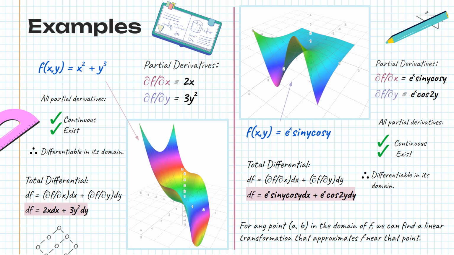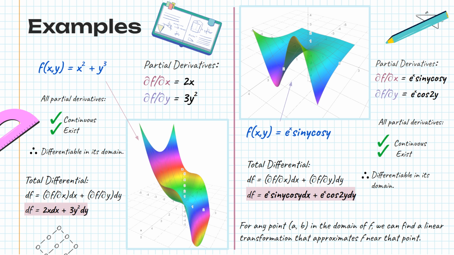This means that for any point a, b in the domain of f, we can find a linear transformation that approximates f near that point. And that linear transformation is also known as a total differential, which is given by the differential function ∂f/∂x dx plus ∂f/∂y dy, which is 2x dx plus 3y squared dy. So we have shown that the function f of x squared plus y cubed is differentiable everywhere, and its total differential is equal to 2x dx plus 3y squared dy.